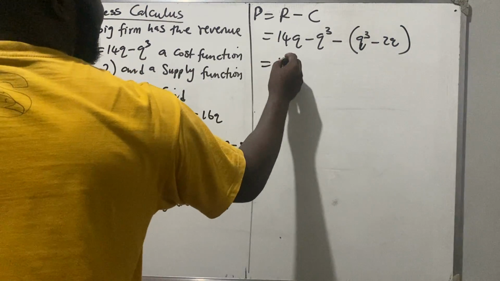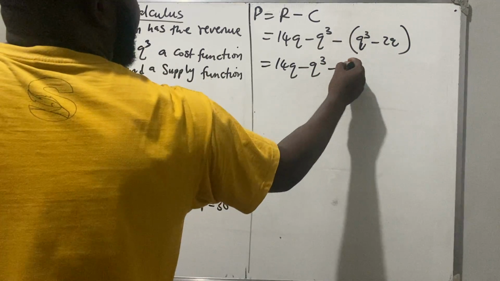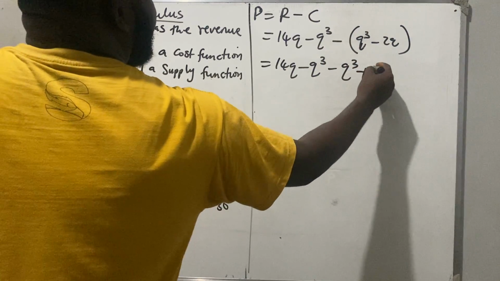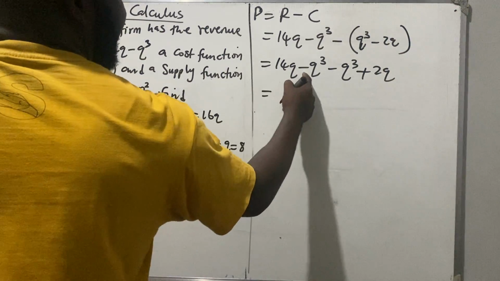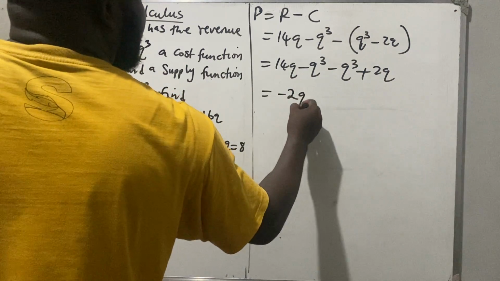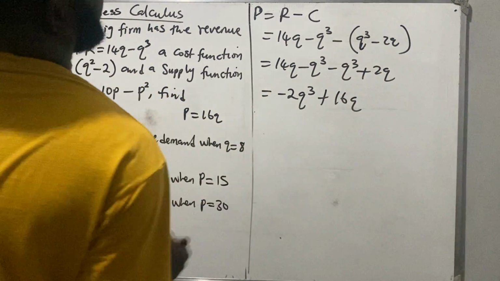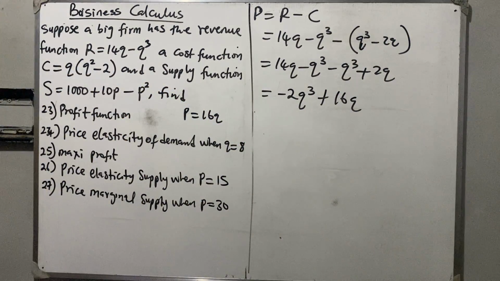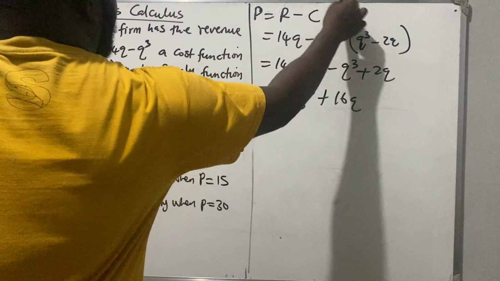So this is equal to 14Q minus Q cube. This and this will give you another minus Q cube, then plus 2Q. Sorry, that's a mistake. This will give you minus 2Q cube. Then this is plus what? 16Q. This is our profit. So this is our profit function, for question number 23.